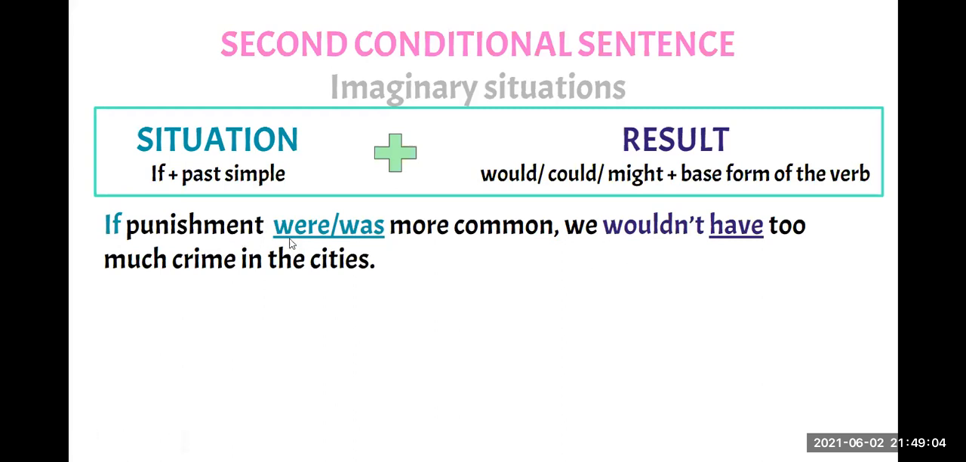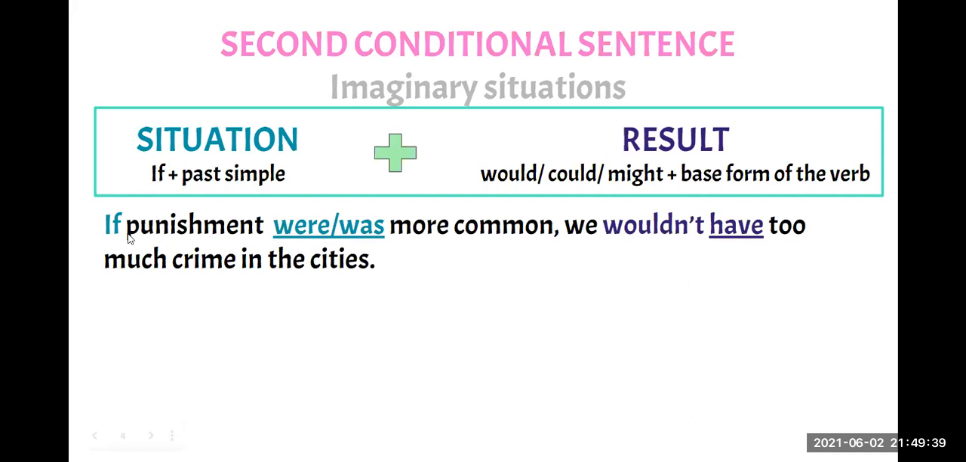Okay, so this is something that you are going to see, but generally we use were for the conditional sentences. We don't use was, okay? But in informal speaking, maybe you will hear was, but were is most used, okay? It's the most used.